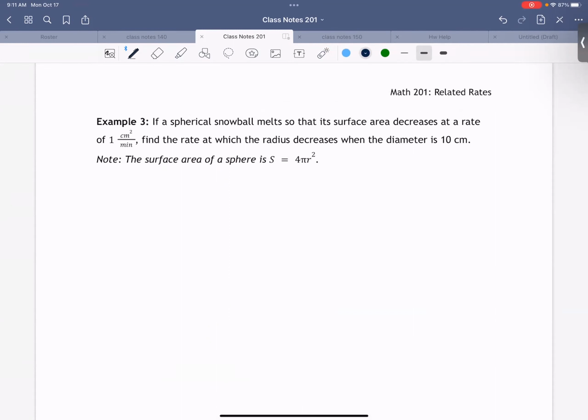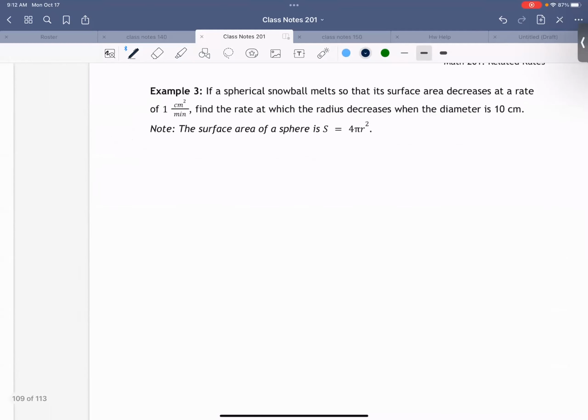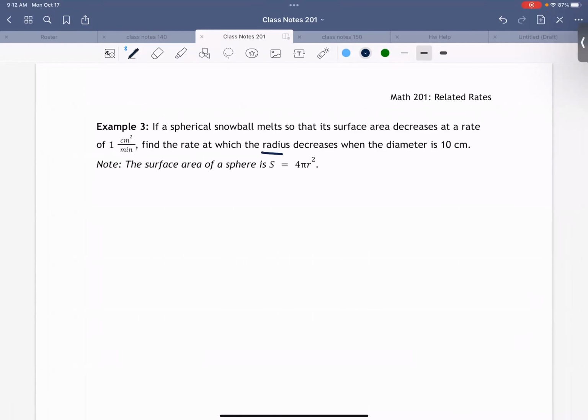So let's take a look at example number three now. Example three, we have a spherical snowball and it's melting in this way that it stays a sphere, by the way. Probably not in real life. Snowballs don't do that, but let's pretend it does. And let's just say that the surface area of the sphere is decreasing at a rate of 1 centimeter squared per minute. Okay, so the surface area is all the area outside the sphere. Okay. We want to find the rate at which the radius decreases when the diameter is 10 centimeters. Okay, now it gives us a little equation for surface area there.